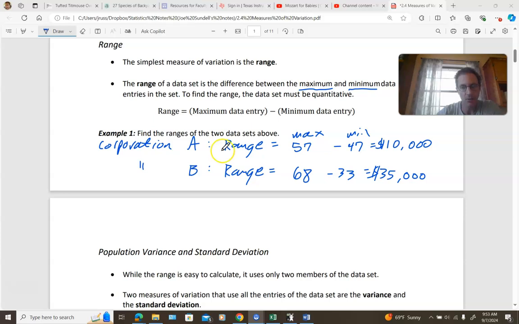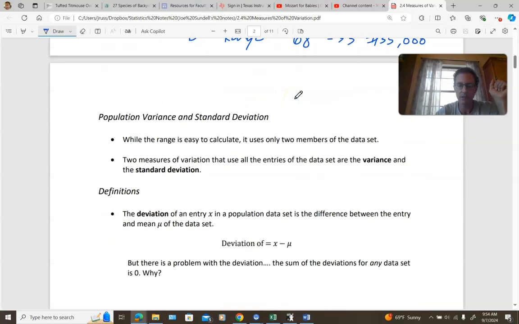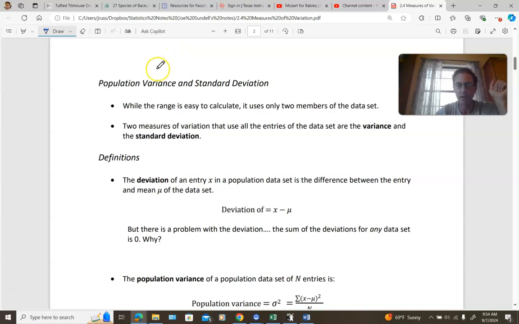Now it is possible that the max and the min could simply be outliers, and that all the rest of the data is clustered real close to the mean. So that is a possibility. And that is one of the reasons, guys, why the range is not going to be the best statistic to actually quantify the variation of a data set. And so we're going to use this next thing, population variance and standard deviation.